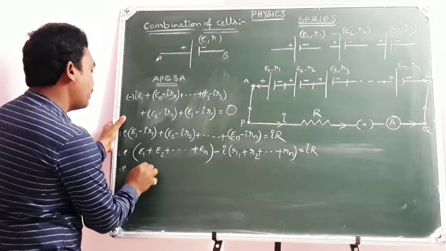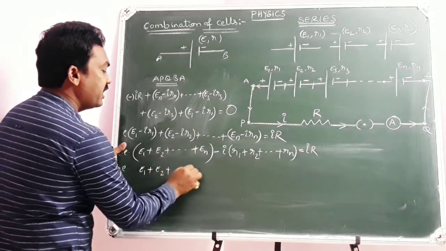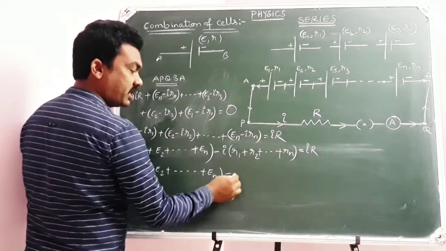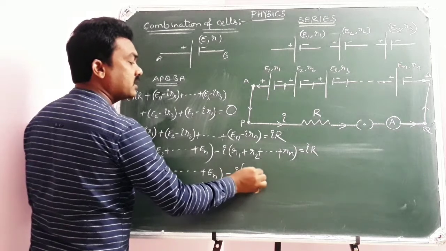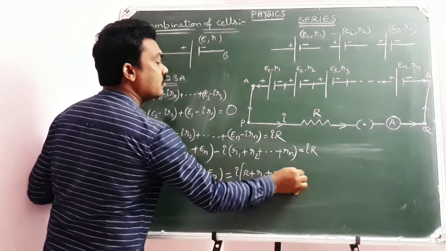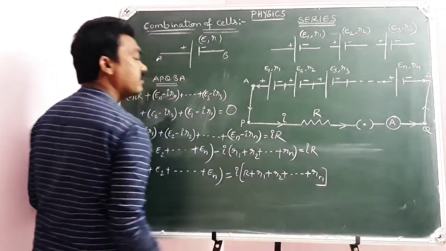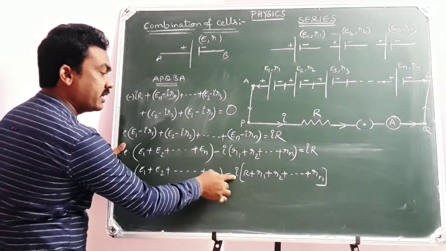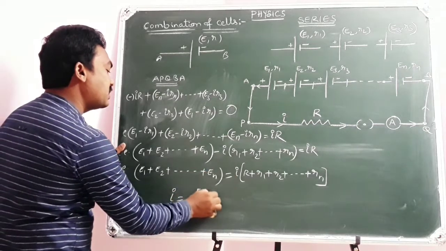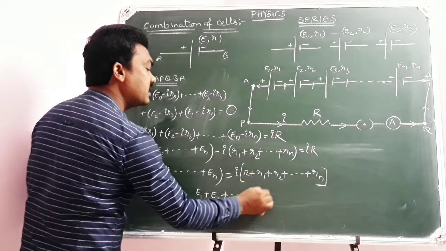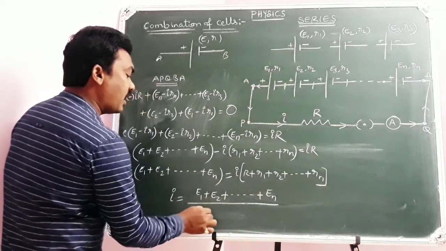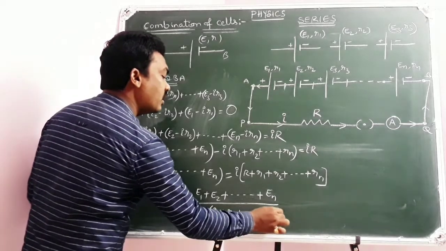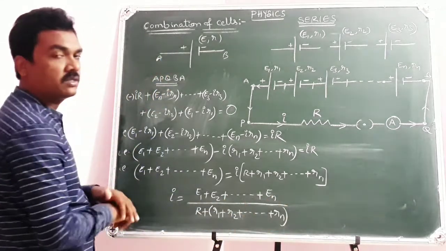Now rewrite this. E1 plus E2 plus and so on, En is equal to, take this term to other side, then I common, it is R plus R1 plus R2 plus and so on plus Rn. So here you can write, finally make I as subject, I equal to E1 plus E2 plus and so on plus En by R plus R1 plus R2 plus R3 and so on Rn. You can write like this.